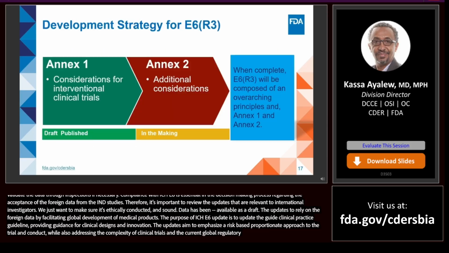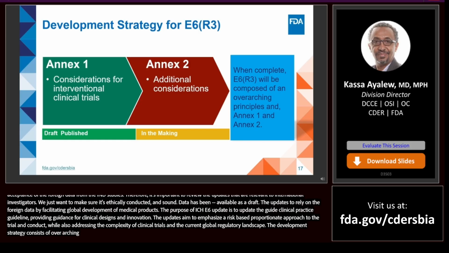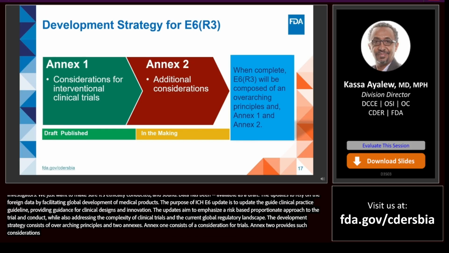The development strategy for ICH E6R3 consists of overarching principles and 2 annexes. Annex 1 consists of considerations for interventional clinical trials. Annex 2 provides additional GCP considerations for trials that use a wider range of design elements and data sources, such as decentralized elements, pragmatic elements, and real-world data. When complete, ICH E6R3 will be composed of overarching principles and 2 annexes.